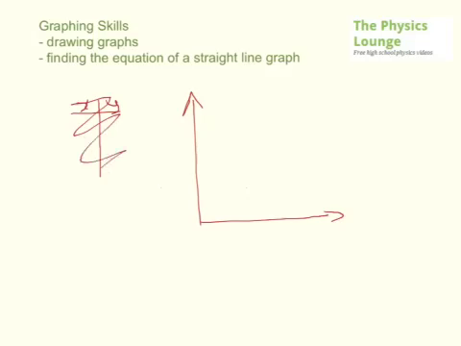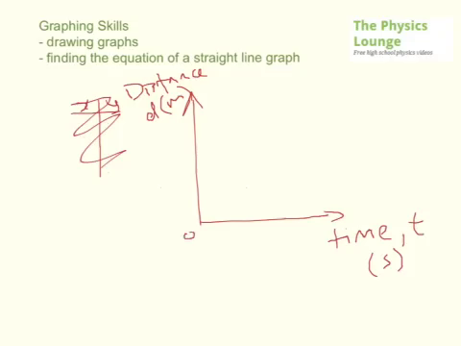So we'll call this distance. A little bit rough, but you get the idea. Distance D, measured in meters. So we've got three things there. We've got the distance, the name, we've got the symbol, and we've got the unit written. And again, same thing over here. Time T, measured in seconds. Okay, we've got an origin, 0.